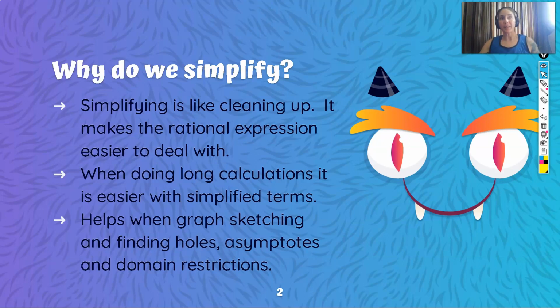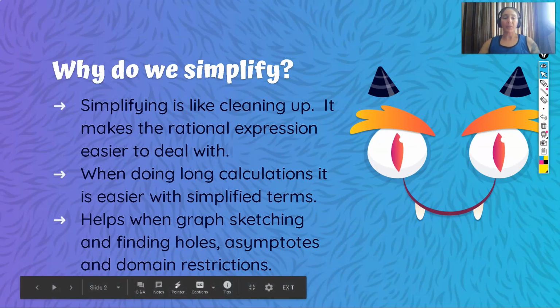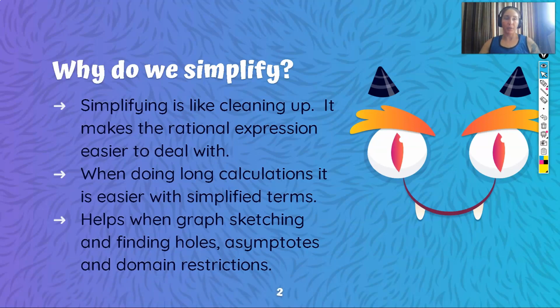So think about really, really long physics equations, and you're dealing with a lot of numbers and it's getting really technical. Well, if those numbers are as simple as possible, you're going to make your life easier. It also helps with graph sketching. It helps us find holes, asymptotes, and domain restrictions as well when things are in their simplified forms. So that's why we simplify.